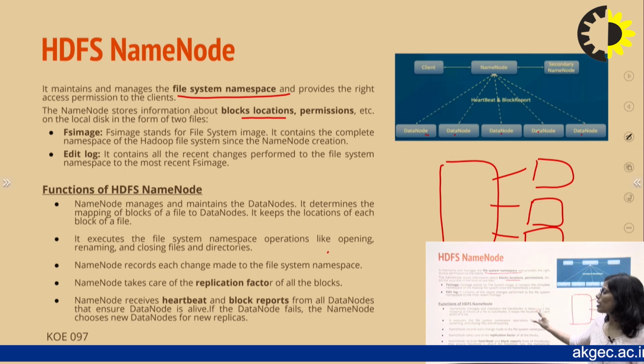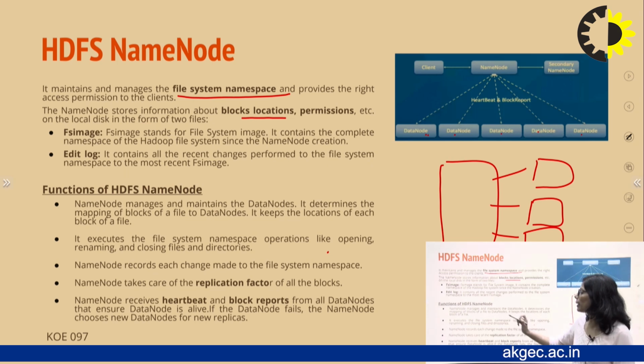Now, the features of HDFS name node is that the name node manages and maintains the data nodes. That is a very primary feature of name node.